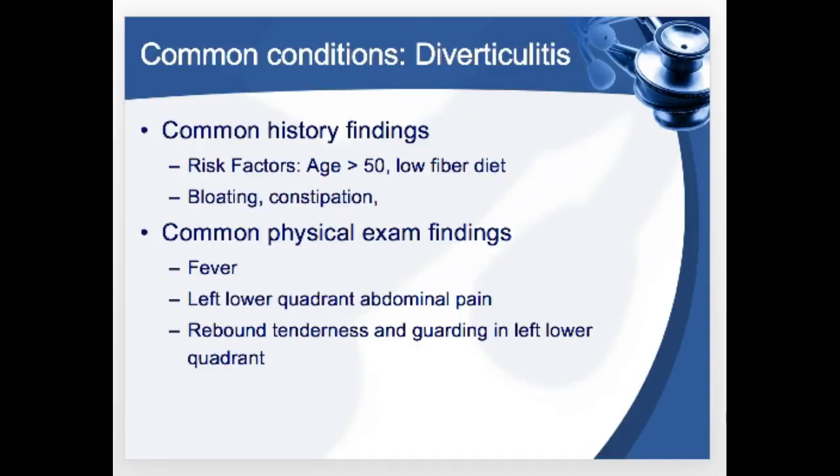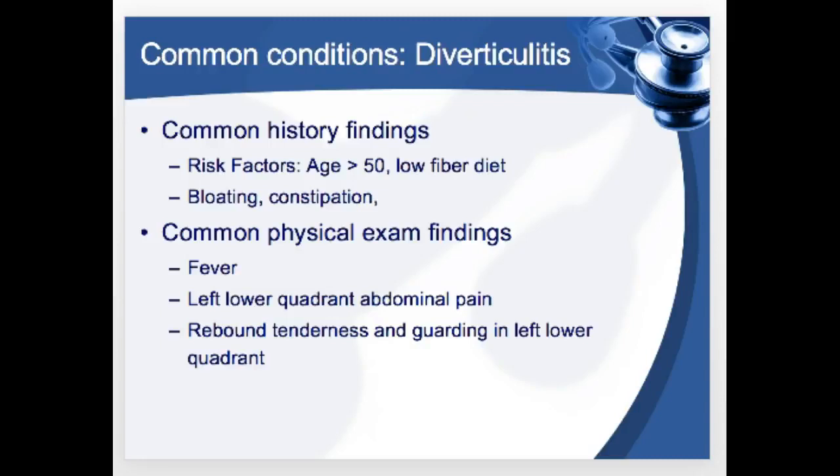Diverticulitis is another common condition. Usually this is going to be older people, age greater than 50. I have seen this in 30 and 40 year old people, usually men more than female, who have low fiber diets. They tend to be associated with low fiber diets, a lot of bloating and constipation and a lot of abdominal pain. They can sometimes have fever, especially if it's become infectious.